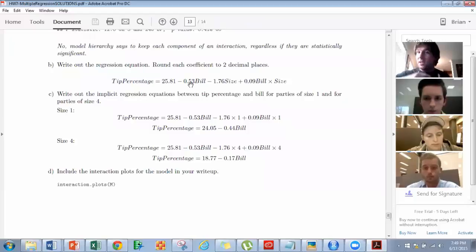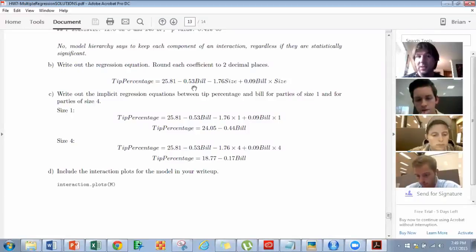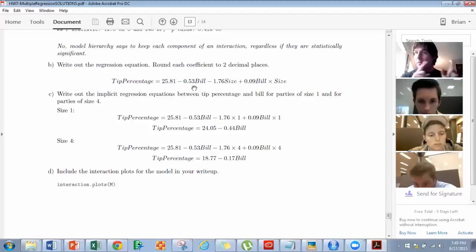Because if a party is small, what happens if we have a party size of 1? Then we add in this 0.09, and the effect of bill is actually negative. But with this in mind, when we have larger parties, the effect of bill can actually be positive. So you're telling me the effect of bill depends on party size because they interact with each other.